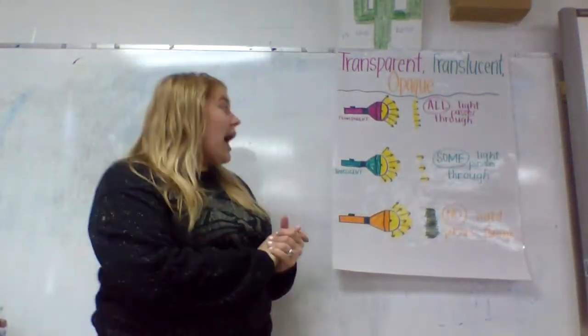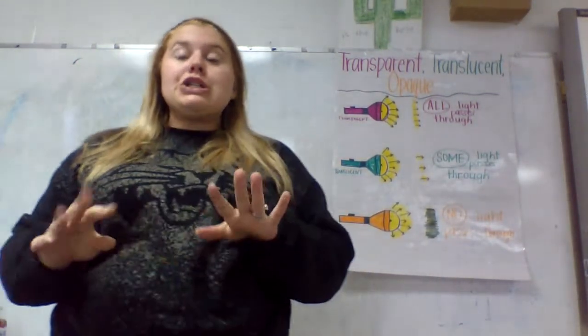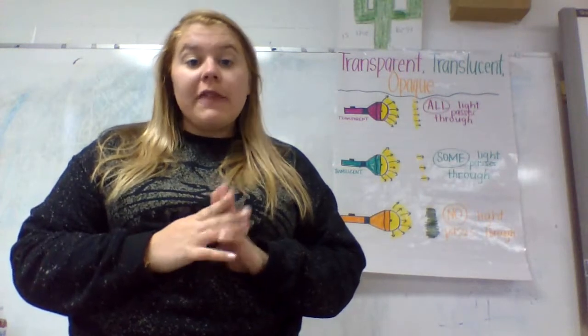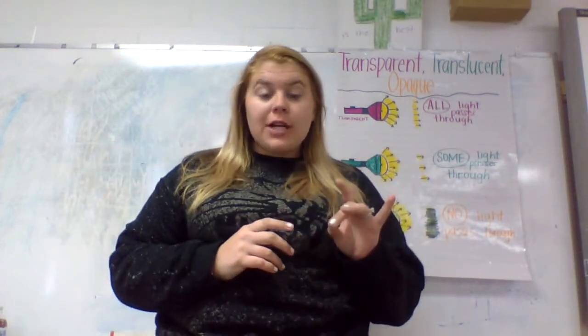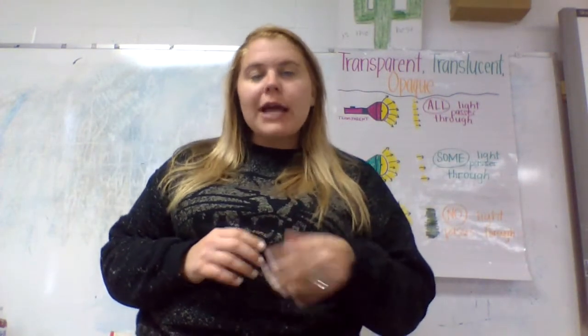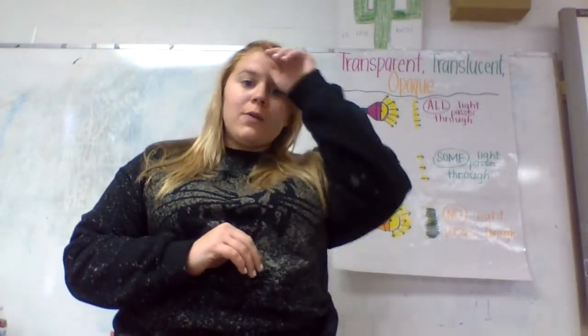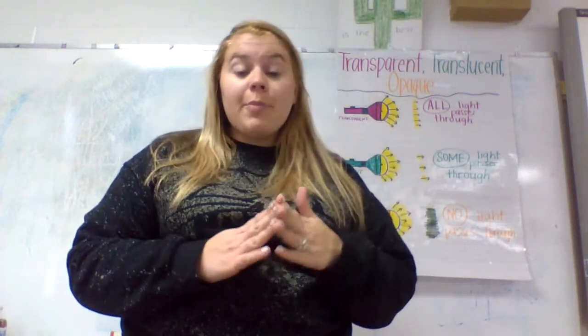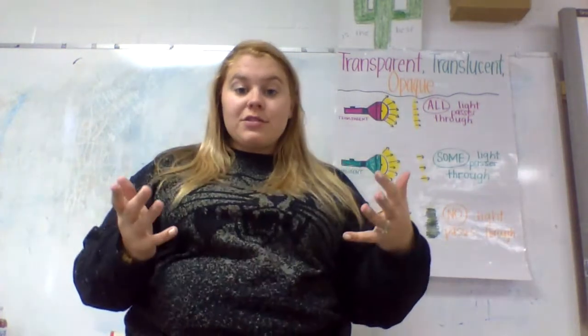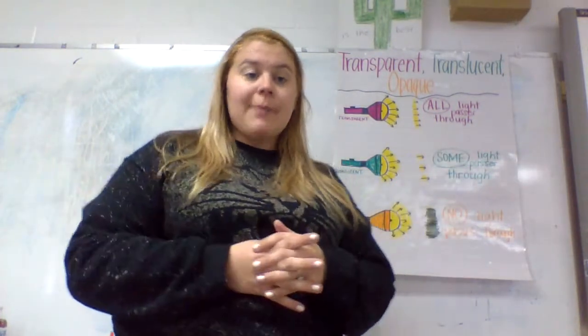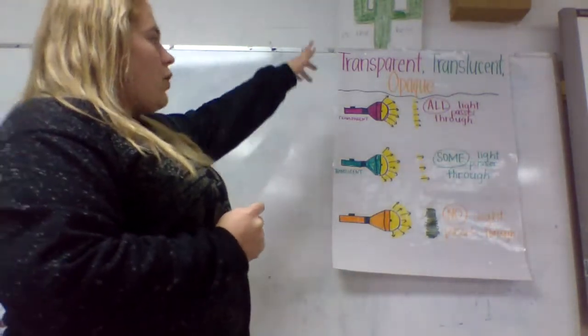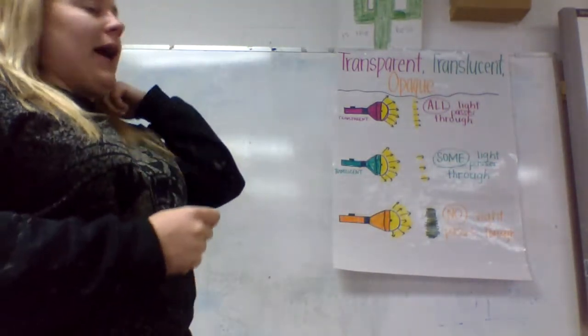Okay, today we're going to talk about light. We're going to talk about three different things with light: transparent, translucent, and opaque objects. So we know that light is energy. Light travels in waves, but depending on the object that light travels through, it depends on how much of it we see. So transparent, translucent, and opaque.